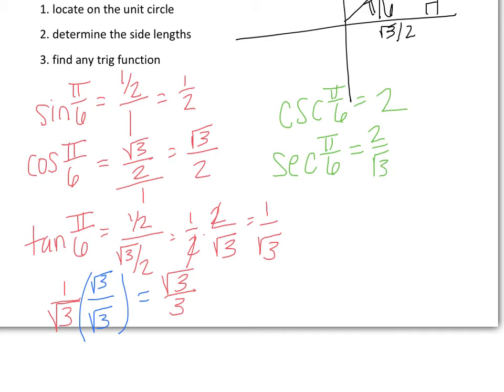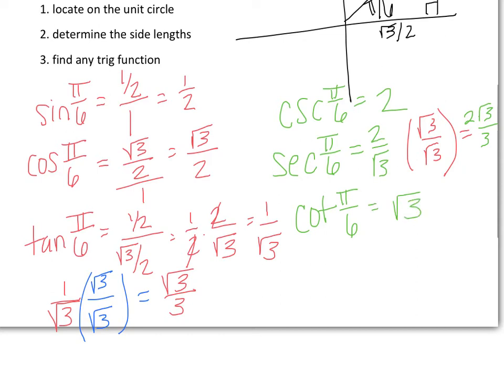Or if you feel like you need to rationalize, or if it's a multiple choice test, we could always multiply it by radical 3 over radical 3 and come out to get 2 radical 3 over 3. Okay, cotangent of pi over 6. I'm going to flip over the answer I had before I rationalized, because if I flip this answer over, I'm going to have to rationalize again. So flipping this one over, they're equivalent, is going to give me radical 3.